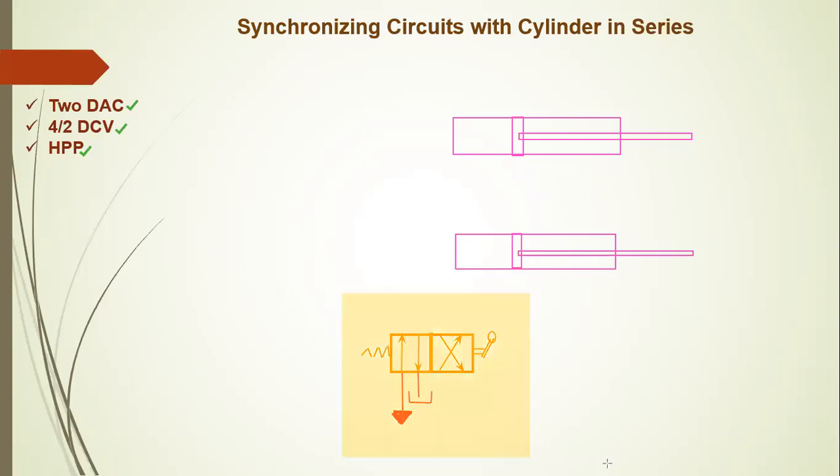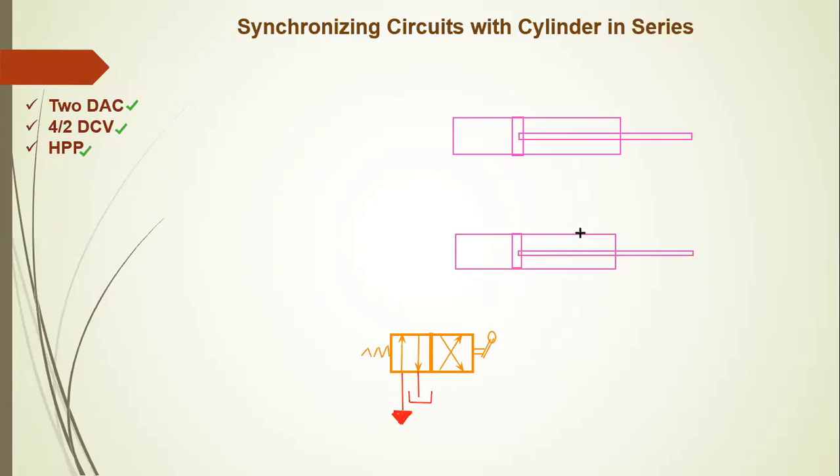You have to complete the drawing of the hydraulic power pack. Require one 4 by 2 direction control valve. Also here I have to draw the 4 by 2 direction control valve, and we require two double acting cylinders. That completes the two double acting cylinders.